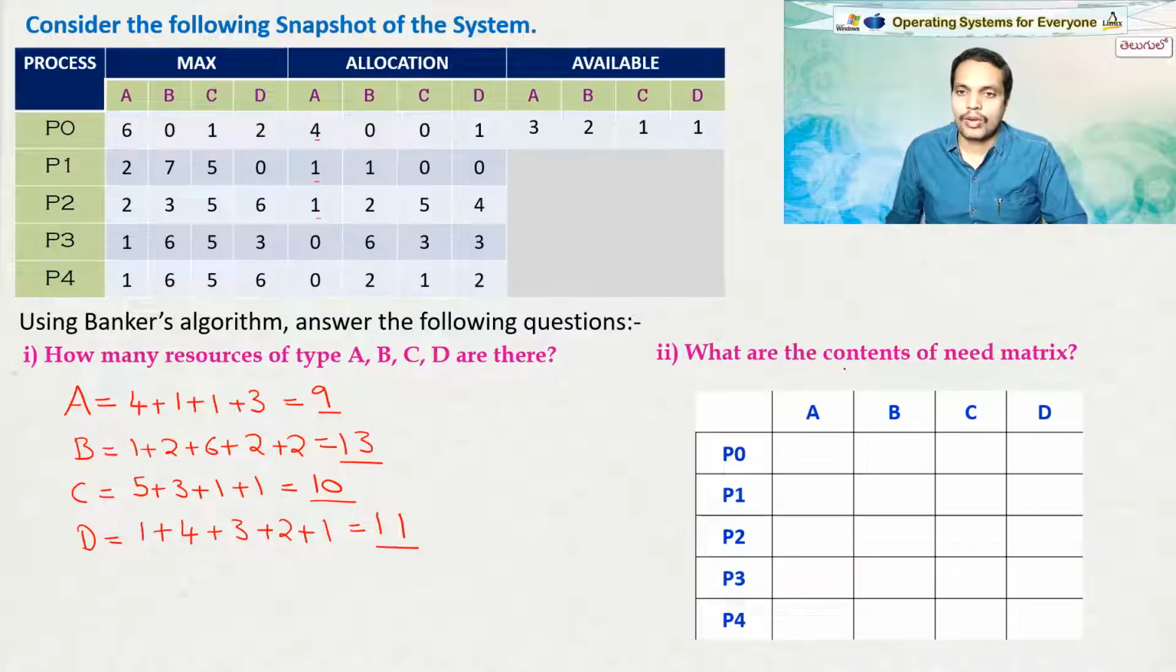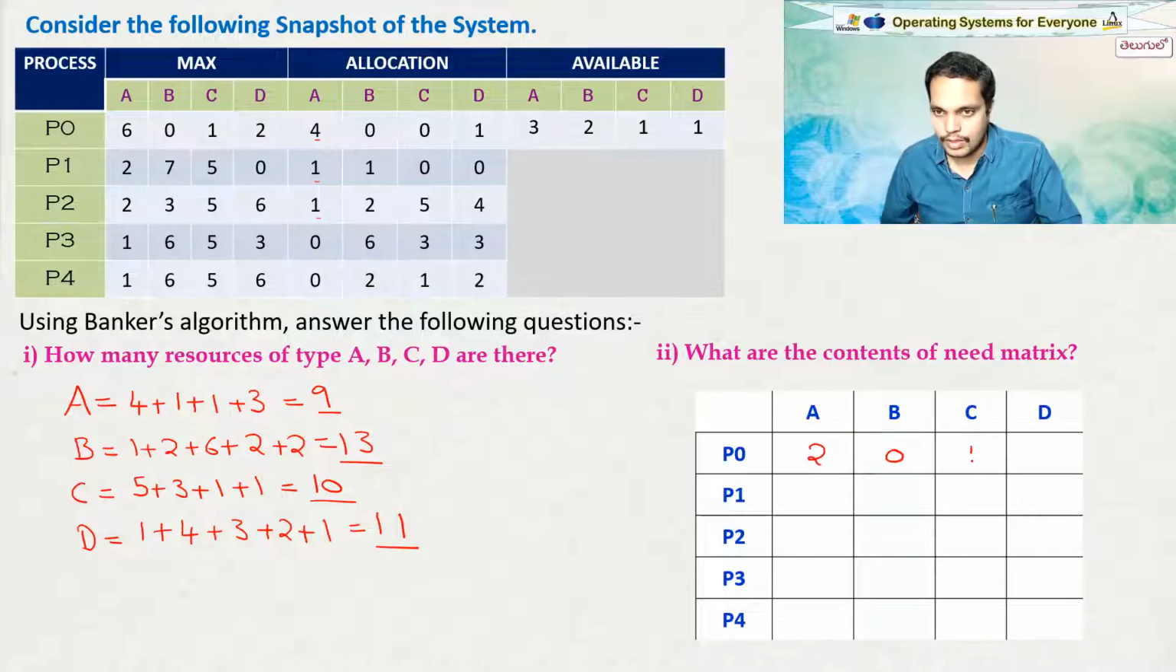The second question is, what are the contents of the need matrix? As you know already, the need matrix means you need to find the difference between the maximum requirement and the current allocation. If P0 says that it requires a maximum of 6 instances of resource type A to complete execution, and it is currently allocated 4 instances, the need of P0 for category A will be 6 minus 4, 2. In this manner, if you calculate, 2, and 0 minus 0, 0, and 1 minus 0, 1, and 2 minus 1, 1.